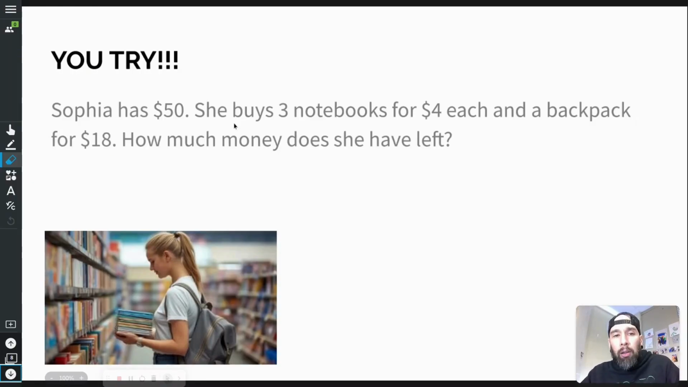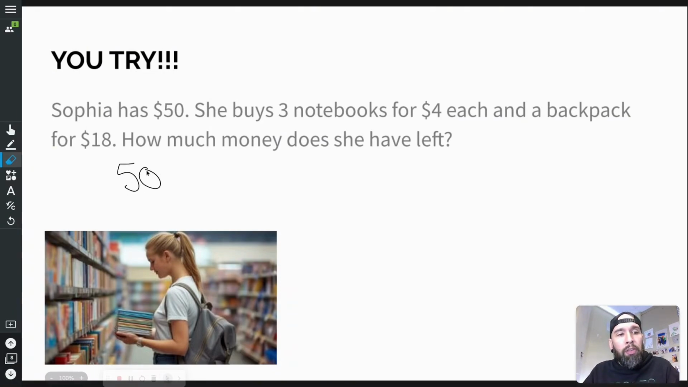Sophia has $50. She buys 3 notebooks for $4 each and a backpack for $18. How much money does she have left? So this is what I'm thinking. I have all the money that I have. So why don't I do this? Why don't I set this one up as a PEMDAS problem too?